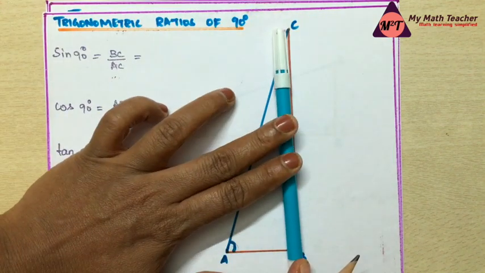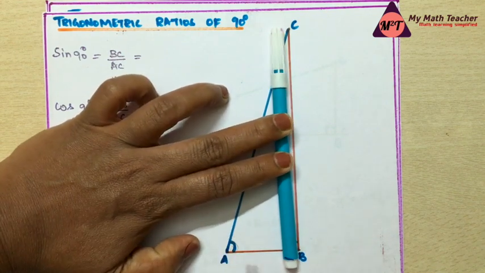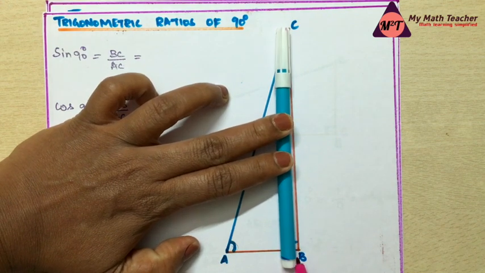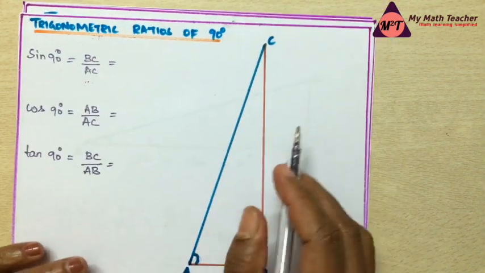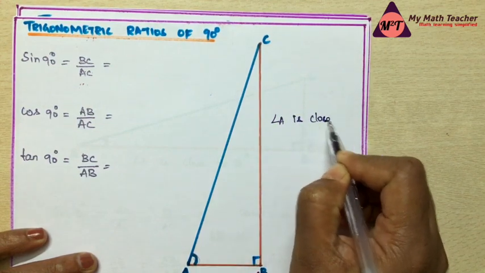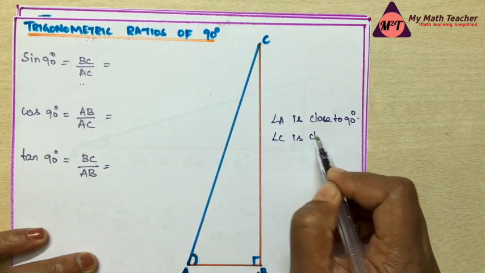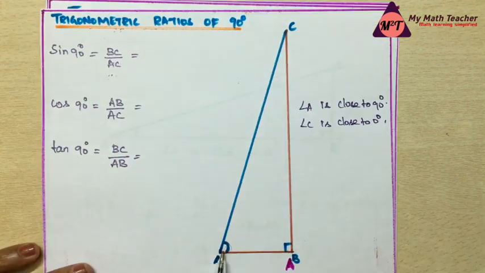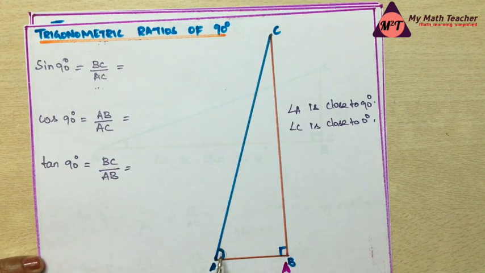Now at this point, when we are moving A towards B, A and B will be very close. Now we can say that angle A is close to 90 degrees, right? Angle C is almost close to 0 degrees. We'll find the ratio of sine 90 first. With respect to angle A, we are finding opposite side by hypotenuse. So opposite side is BC, hypotenuse is AC.